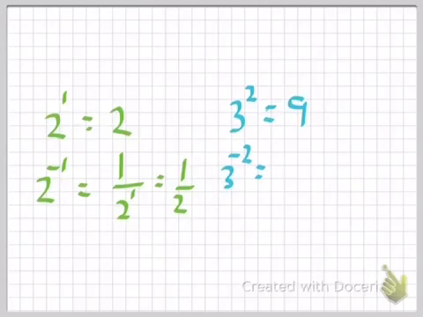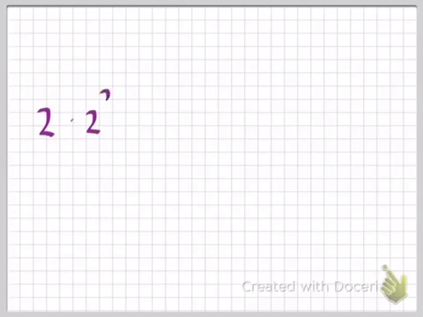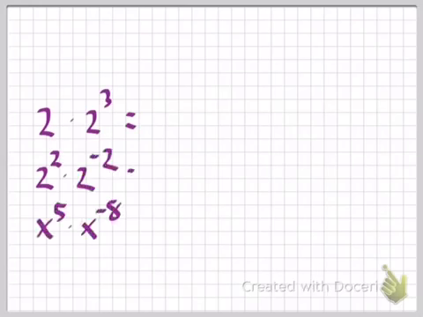The same way that 3 squared is 3 times 3, which is equivalent to 9, 3 to the negative 2 is divide by 3 twice, which comes out to 1 over 3 squared, which is 1 over 9.